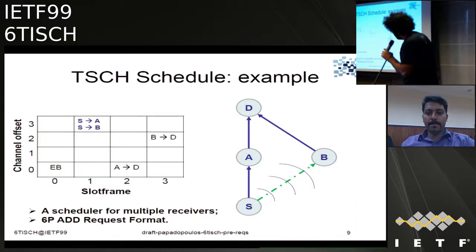Here I have a cell where the source transmits the data packet, and then I have the two receivers. So we have the acknowledgement from two different nodes, and we need to avoid this collision. So we need to discuss whether we are going to have one acknowledgement, two acknowledgements, or no acknowledgement.